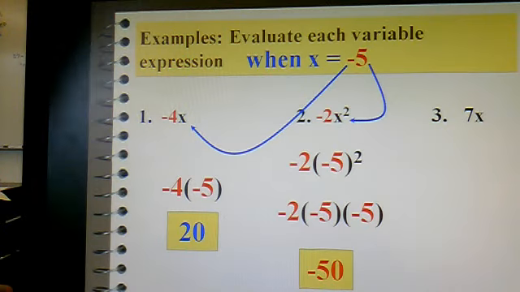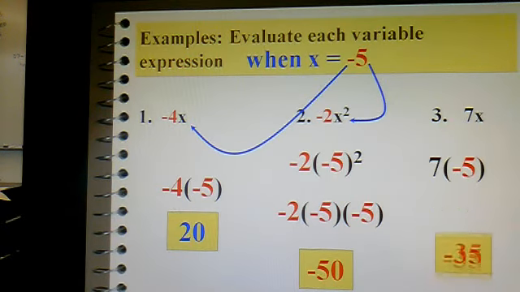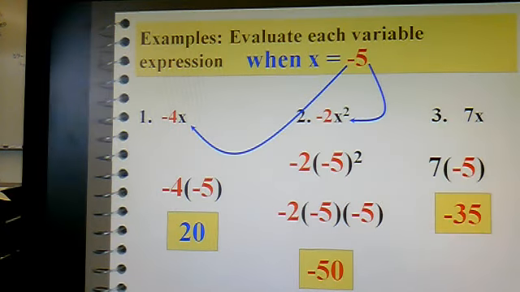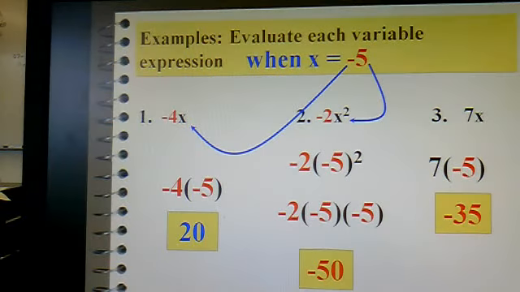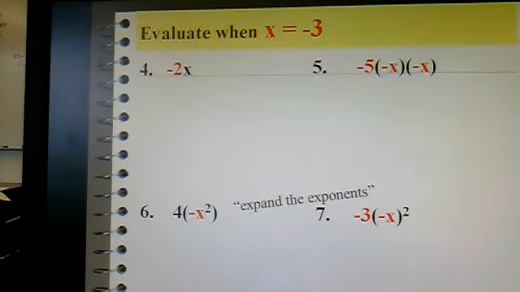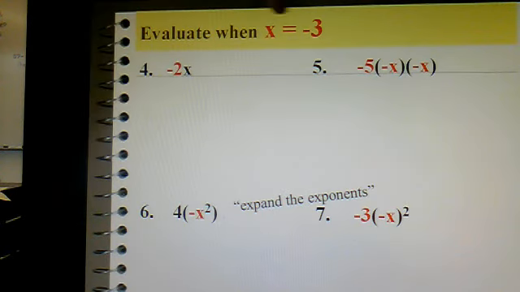The last one should be kind of a simple one. You plug in the negative 5, and you get negative 35 when you multiply. So there's some implied multiplication. This is called variable substitution, where you replace the variable. I've got one more like that. And here's the given value for x. It's not the same as the previous problem. x is now negative 3.